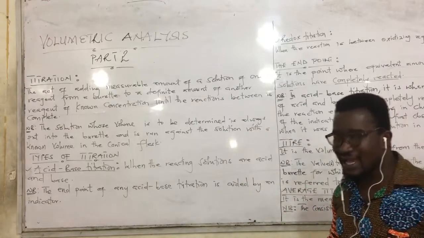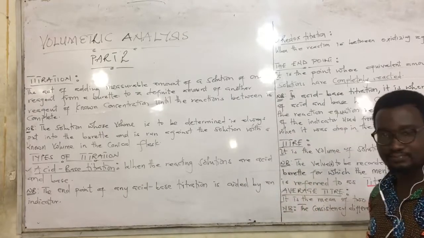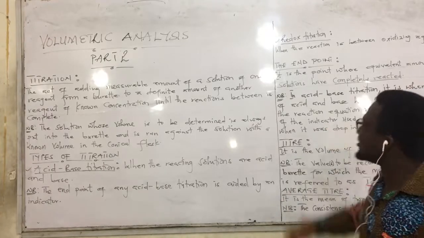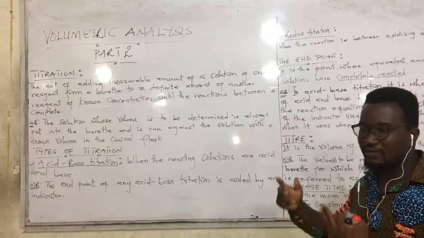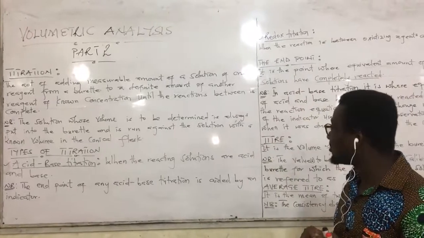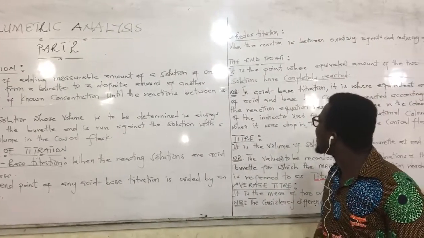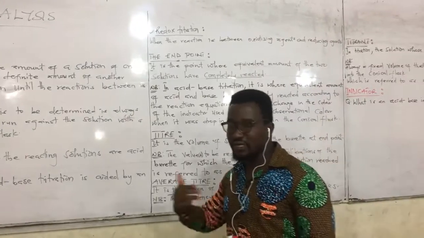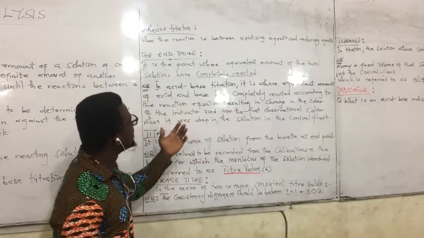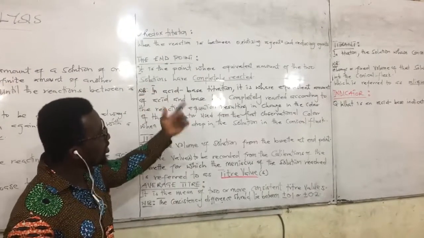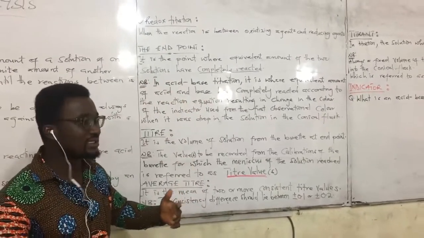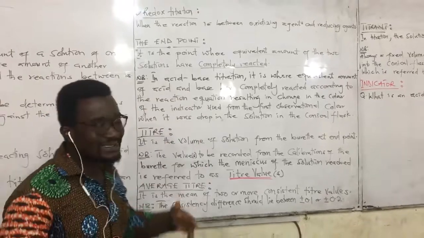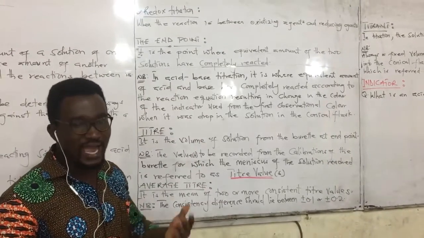Therefore, let's look at the second aspect of titration. Redox titration. So we also have redox titration as our second form of titration, when the reaction is between oxidizing agents and reducing agents. So when the reaction is between an oxidizing agent and a reducing agent, then we undergo what? Redox titration.